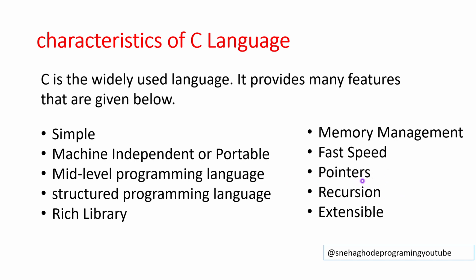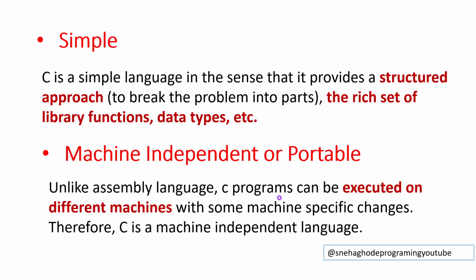Pointers are nothing but variables that store the address of another variable. Then recursion: recursion is nothing but calling the same function inside itself again and again. It is called recursion. And then C is also extensible in nature. So we'll see it one by one.